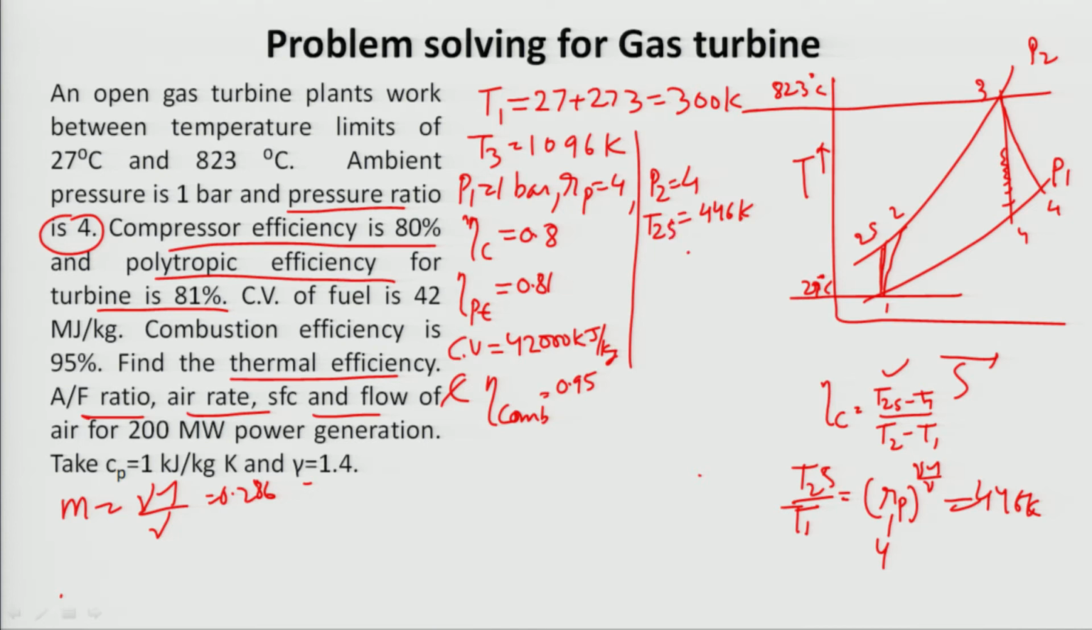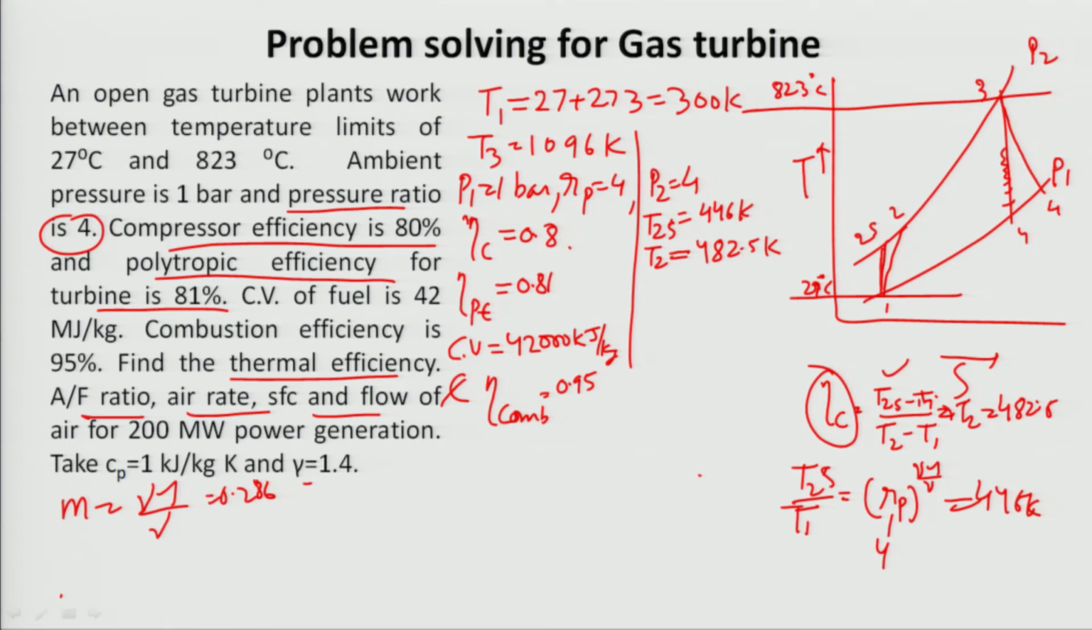T1 is known to you, T2s is known to you, and the isentropic efficiency is known to you, 0.8. From here we can find out the value of T2, and the value of T2 comes here as 482.5 Kelvin. So T2s we have found out, T2 we have found out, T2 is 482.5 Kelvin. So with the help of the isentropic efficiency of compression, we first find out the isentropic temperature T2s and then the actual temperature T2.